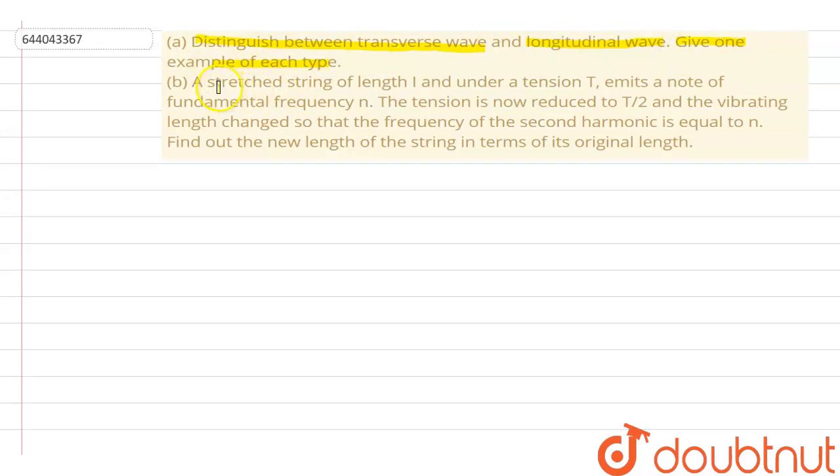And in the second part of the question, it is given that a stretched string of length L is under tension T and emits a note of fundamental frequency N. Then the tension is now reduced to T by 2 and the vibrating length is also changed so that the frequency of the second harmonic is equal to the original frequency N. We have to find the new length of the string in terms of its original length. Okay, so let us start.